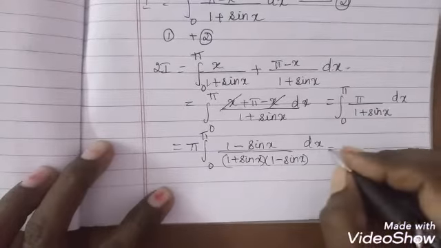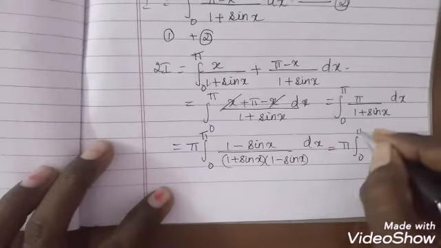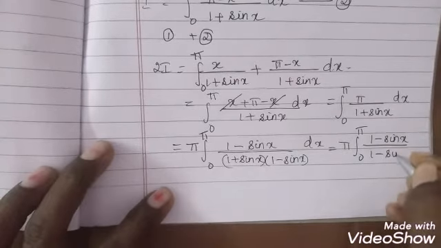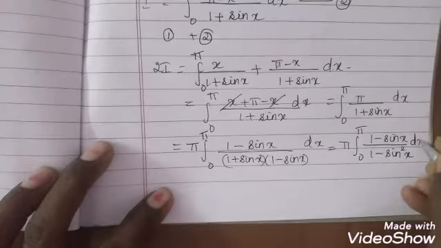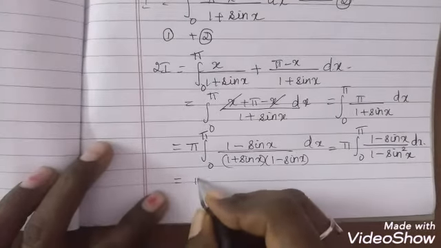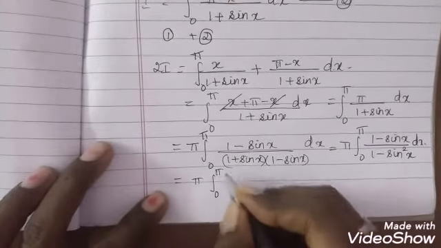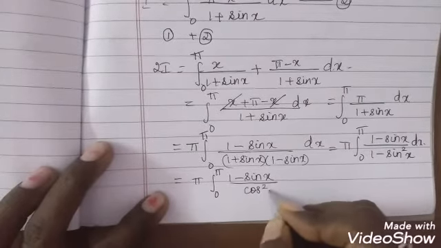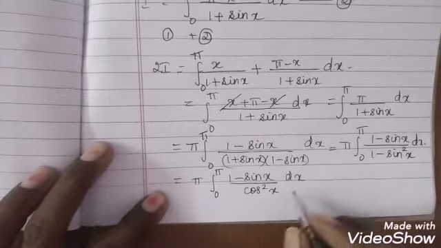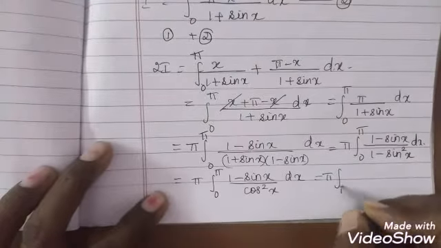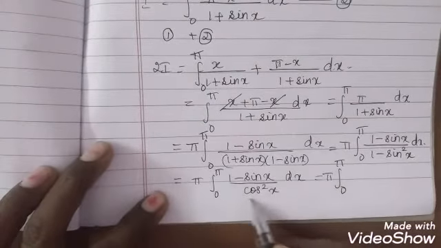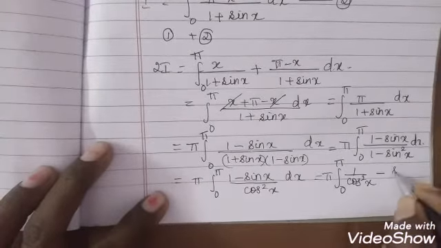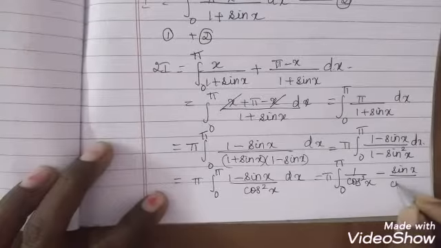So this is equal to pi into integral over 0 to pi, 1 minus sin x divided by 1 minus sin squared x dx. What is this equal to? It's pi into integral over 0 to pi, 1 minus sin x divided by cos squared x dx. So this is equal to pi into integral over 0 to pi. You will just split it: 1 by cos squared x minus sin x by cos squared x dx.